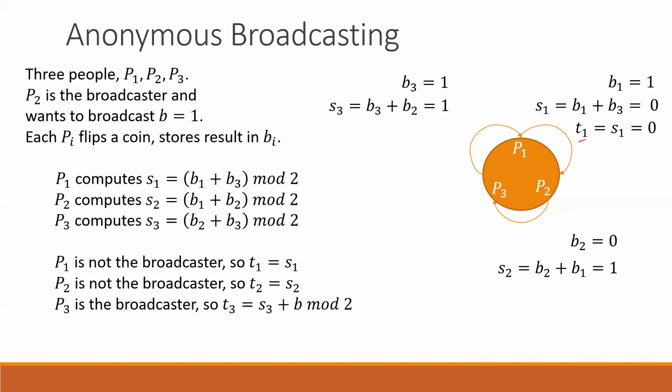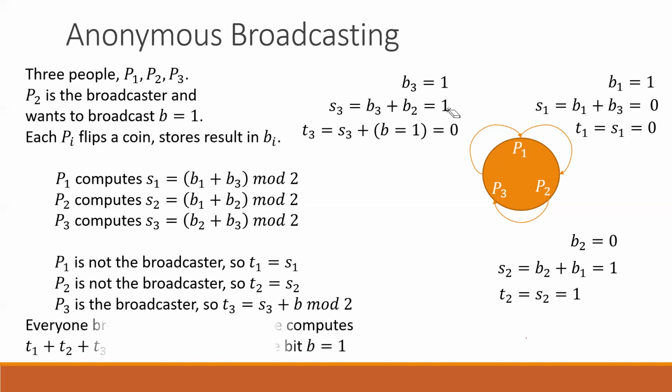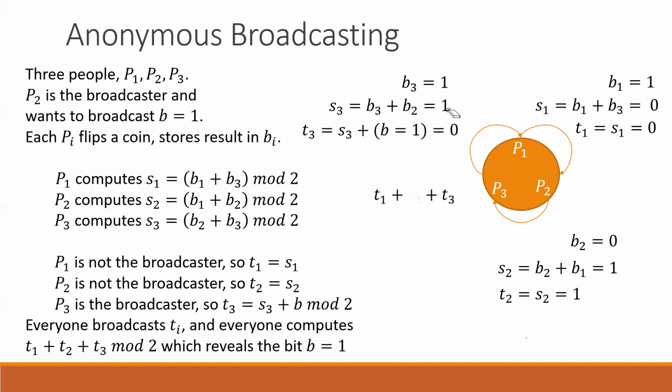Now, the transmission bit. P1 is not broadcasting, so it's the same as S1. Person 2 is not broadcasting, so it's the same as S2. Person 3 broadcasts a bit equal to 1, so they're going to flip this 1 to a 0 for their transmission bit. Now everybody broadcasts to everyone, and then we sum up T1 plus T2 plus T3. So that is 0 plus 0 plus 1, which equals 1, which is equivalent to the bit we were trying to transmit. So that's one example of anonymous broadcasting.